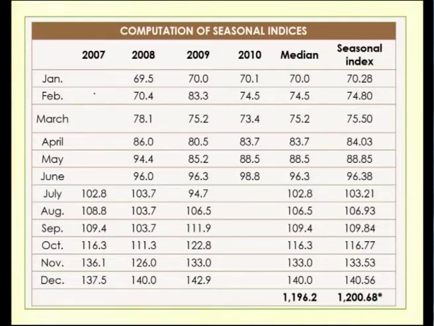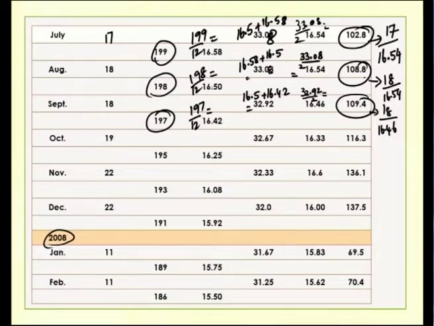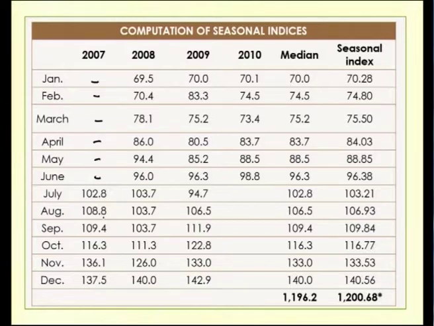That is, for the starting year 2007, as I told you, there are no values for the months of January to June. The values start from July only. The July value is 102.8, then 108.8, 109.4. So, these values are written in this format: 102.8, 108.8, 109.4, 116.3.